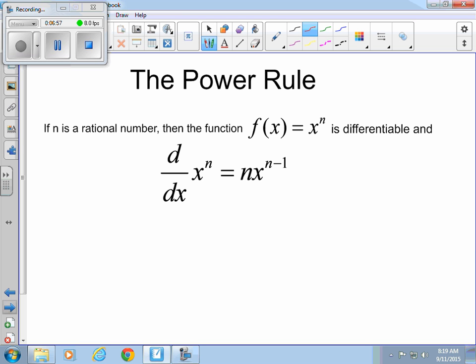So if n is a rational number, meaning a fraction or something that can be made into a fraction, then the function f of x equals x to the n is differentiable, always. Well, not maybe at any point, but you can take the derivative of it. It may not be differentiable at 0 sometimes. We'll talk about that later.